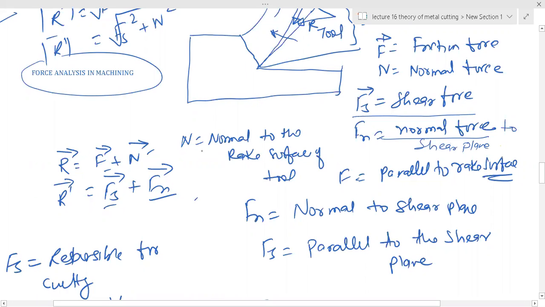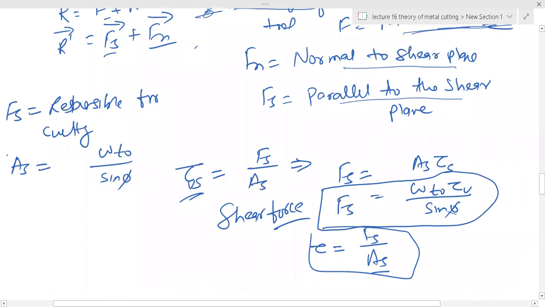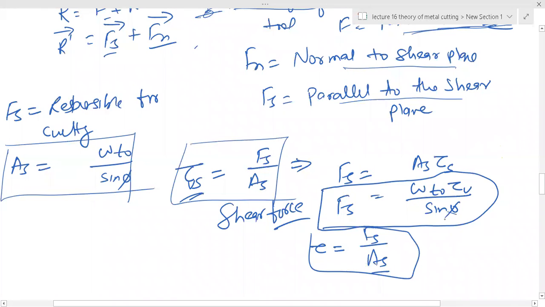And again, the friction force is parallel to the rake surface and the normal force is perpendicular to the rake surface. Then there is the force normal to the shear plane and the force parallel to the shear plane. We have already discussed and estimated this area. Then comes shear stress, and then finally shear force.